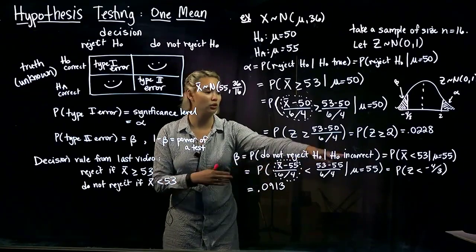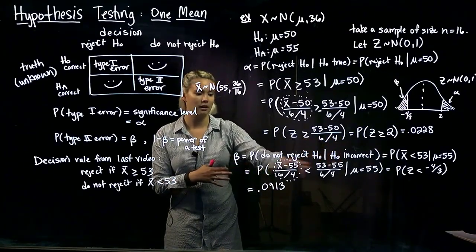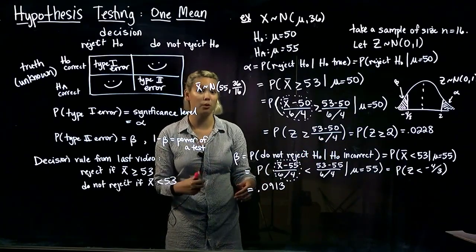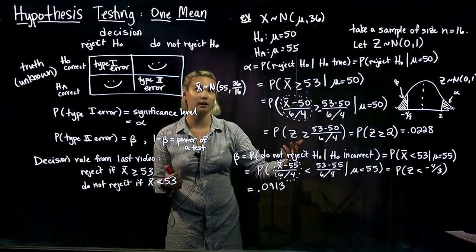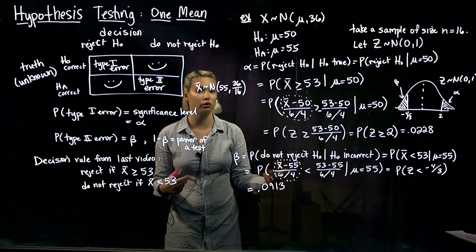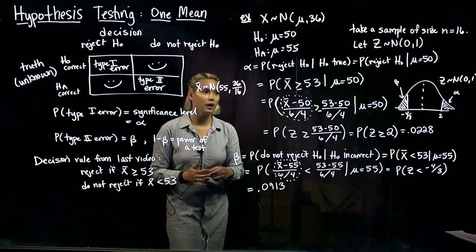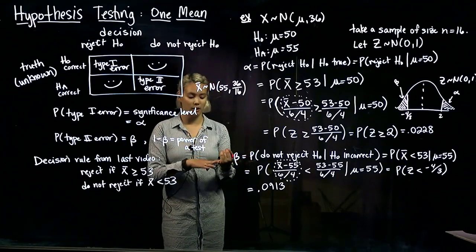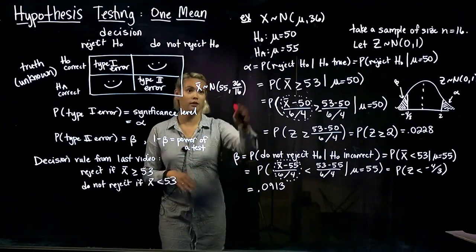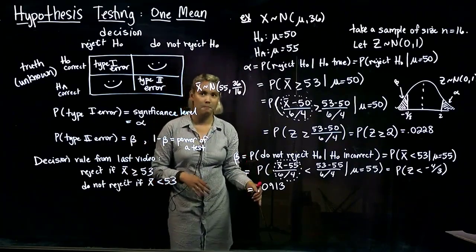So the correct thing to do would be to reject the null, but 9.13% of the time you will end up not rejecting the null, and that's incorrect because in reality the null is not true. The alternative is true. All right, so that's a little example for our probability of a type 1 error here, and our probability of a type 2 error there.